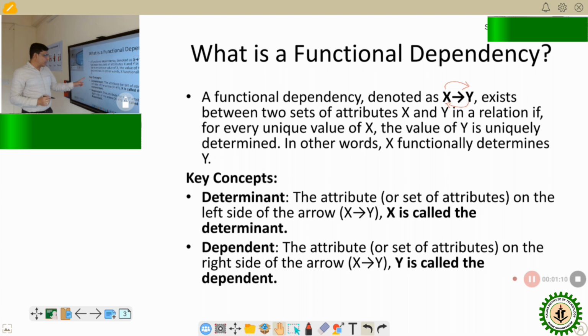Okay, so there are two key concepts. One is the determinant and another is the dependent. So X is called the determinant and Y is called the dependent.